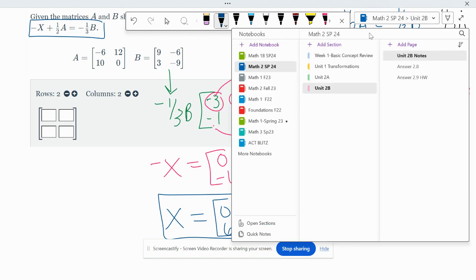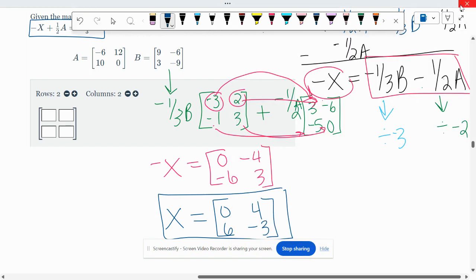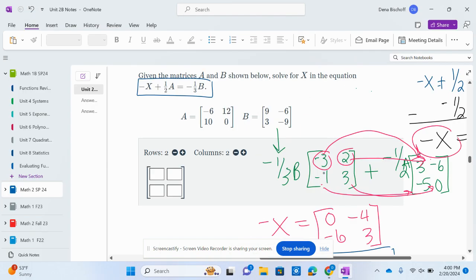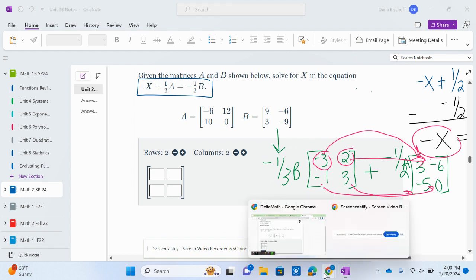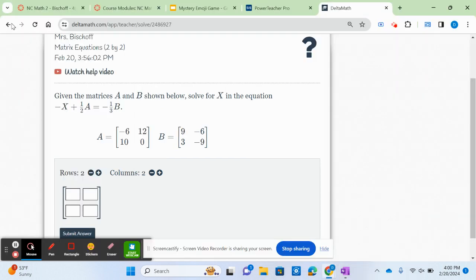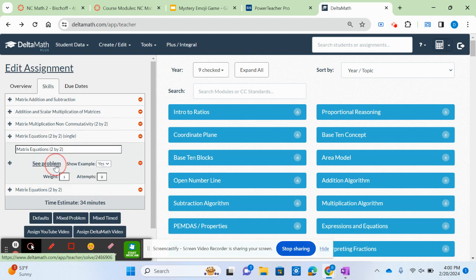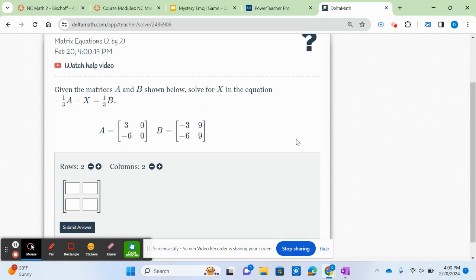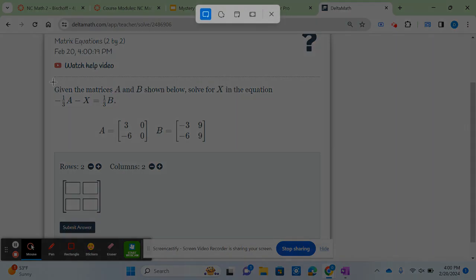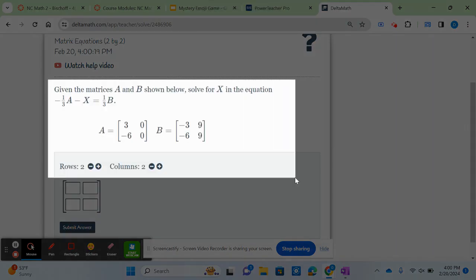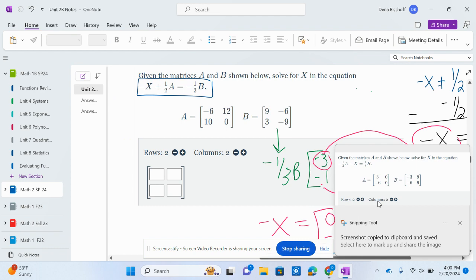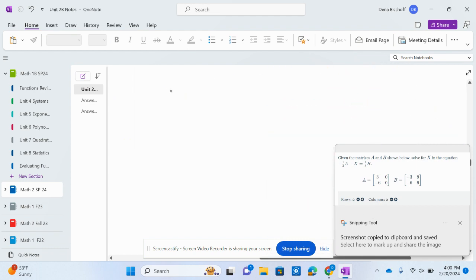Okay, I'm going to screenshot the second matrix equation and walk you through that one as well, because I want you to know how to do these. So let me grab the second example. The second matrix equation looks like this. Okay, so we're going to do that one together as well.